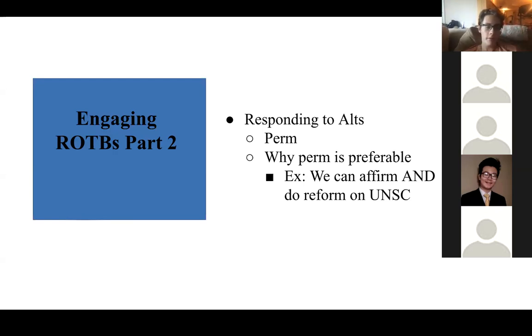What you could do on the AF is say, it is not mutually exclusive to reject sexism in international relations and argue for a massive reform, and also vote for India to join the Security Council, which is the resolution. One possible reason why is that India will support reforms themselves to get more women in the council. And then you get into the next thing you need to do, which is explain why the perm is preferable.